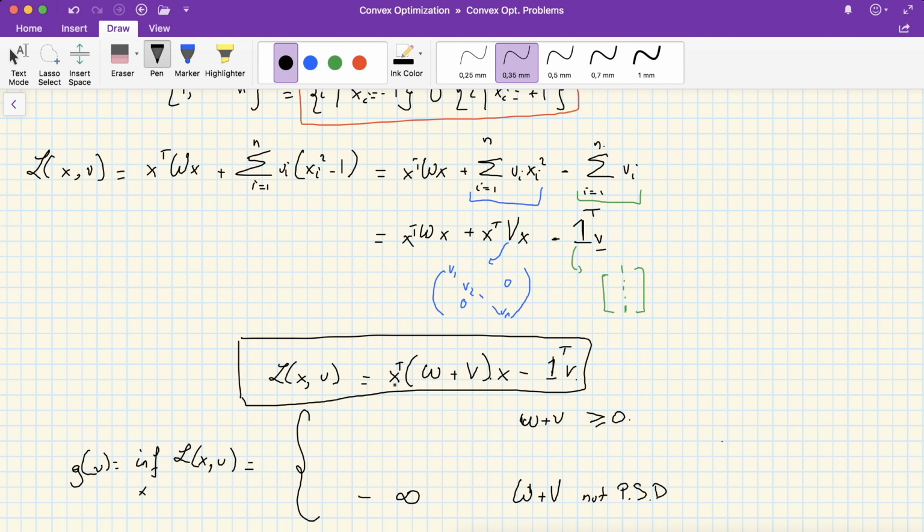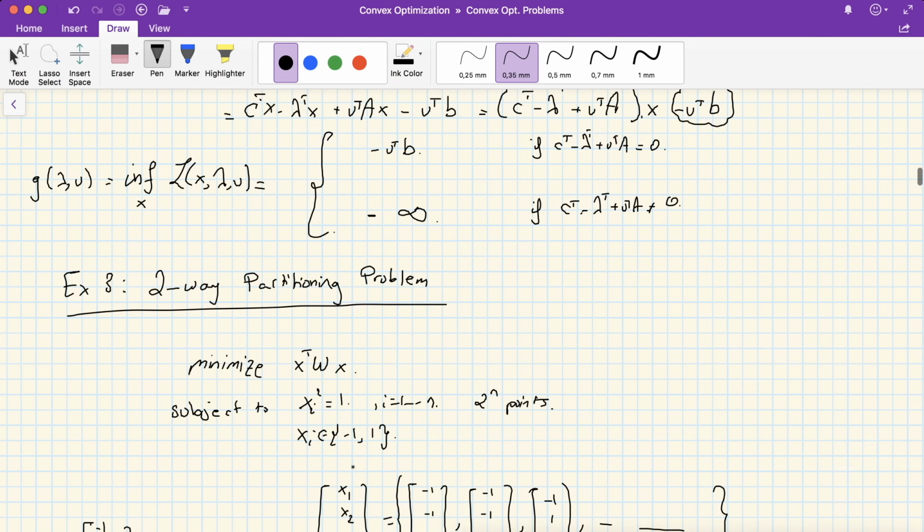Hence, this term is lower bounded. In this case, I'm going to write a note here: the infimum with respect to x of x transpose (W plus V) x is just lambda min of W plus V, which is positive. That's important. Why? Because the infimum will turn out to be simply this term, which is minus 1 transpose nu. Simple as that.